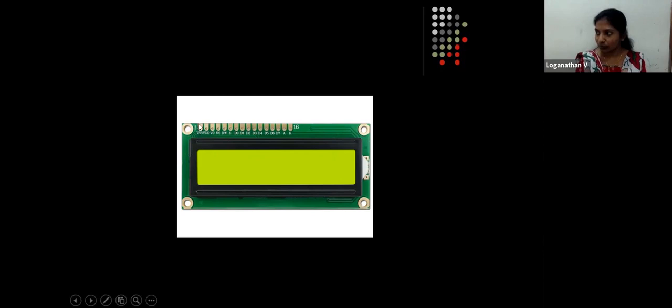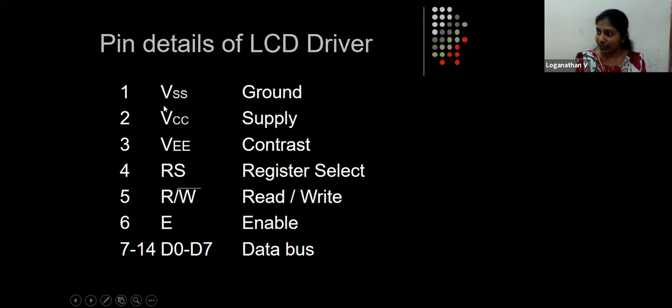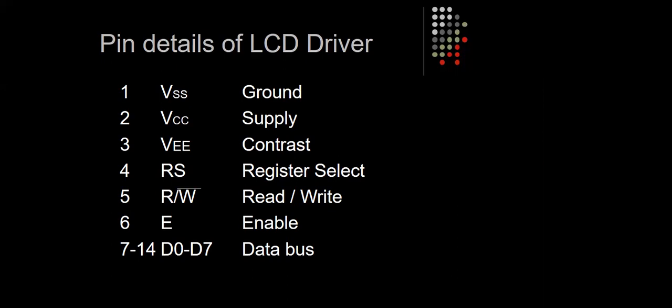Now we'll understand what these pins are for. What is pin number one? What is 2, 3? Like that we'll understand. Coming to pin number one, pin number one is VSS. What is the expansion of VSS? Source is nothing but ground. And VCC, what does CC mean?